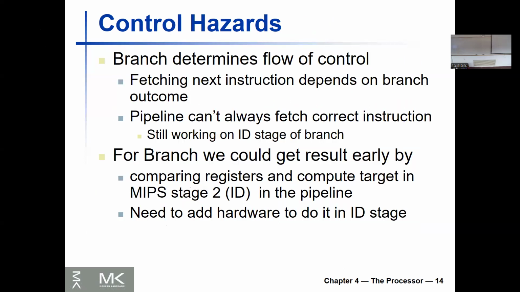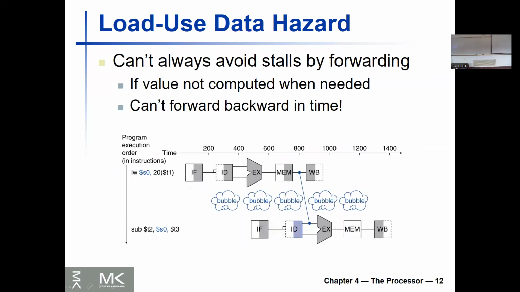Let's go on. Control hazards. Control hazards is like this. The branch determines the flow of control. Fetching the next instruction depends on the branch outcome. In other words, which instruction to fetch is dependent on the branch. Instruction fetch is the first thing that I do.